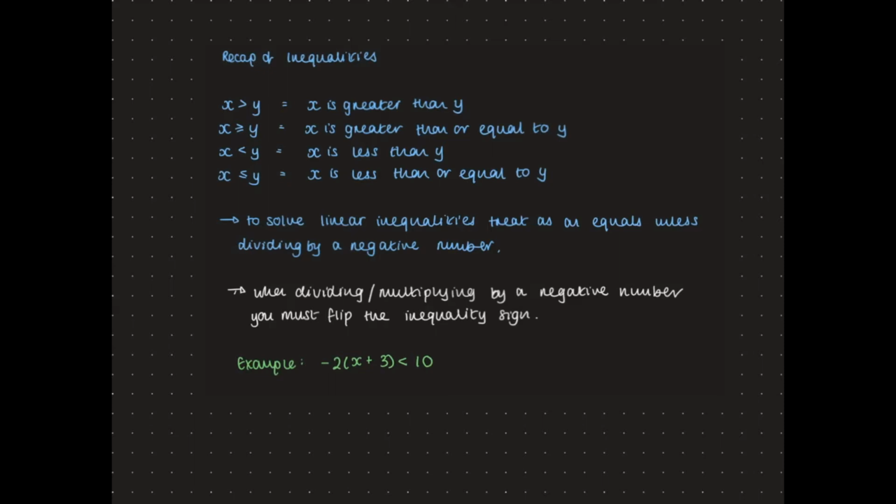If we're looking to solve linear inequalities, then we need to treat it as an equal sign unless we're dividing by a negative number. So when dividing or multiplying by a negative number in an inequality, we need to flip the inequality sign first.